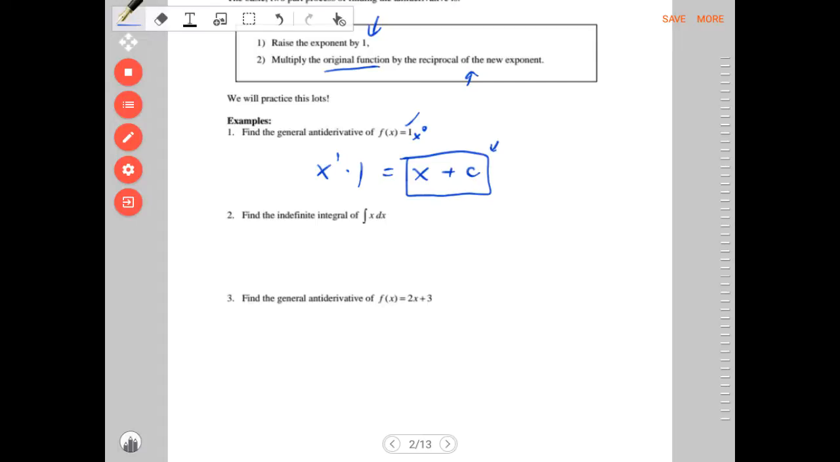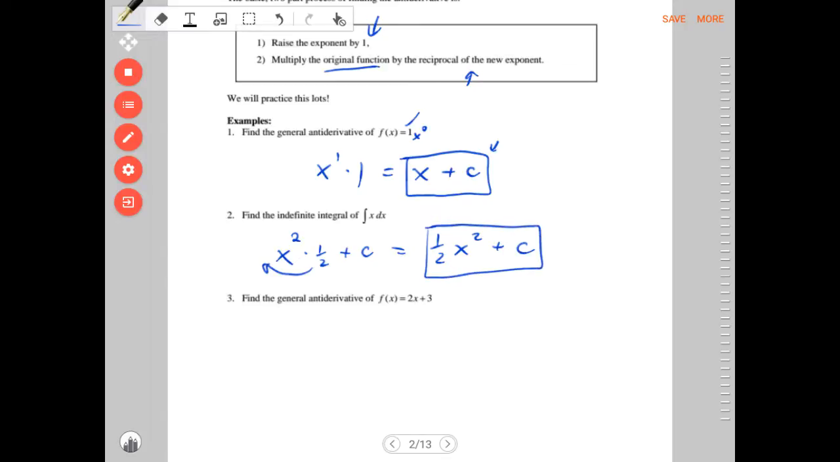Find the indefinite integral of x. Okay, so raise the exponent by 1. Right now it's a 1, so raise it by 1, so 2, times the reciprocal of the new exponent. The reciprocal of 2 is 1/2. So this guy, plus c. This works out to, and we usually put that half in front, 1/2 x squared plus c.